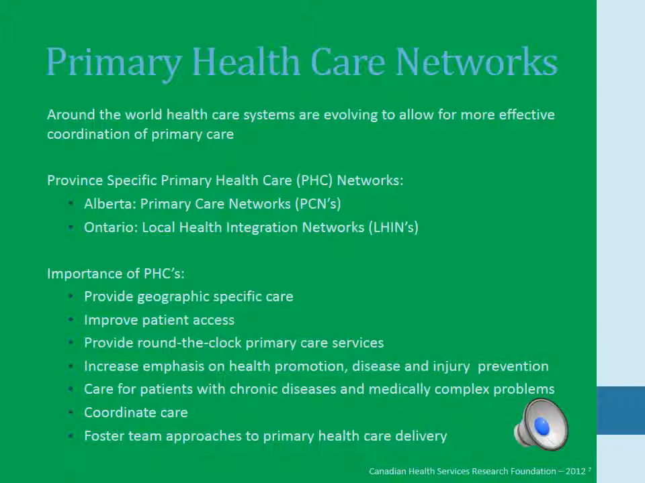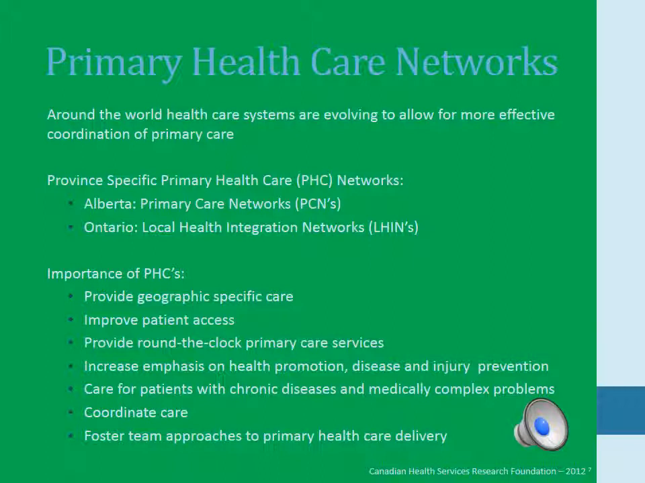Around the world, healthcare systems are evolving to allow for more effective coordination of primary care. In Canada, this is done through primary healthcare networks. Specifically, in Alberta, they are referred to as primary care networks, and in Ontario, they are referred to as local health integration networks. Geographic specific networks are important for quality care because different locations have different health needs.